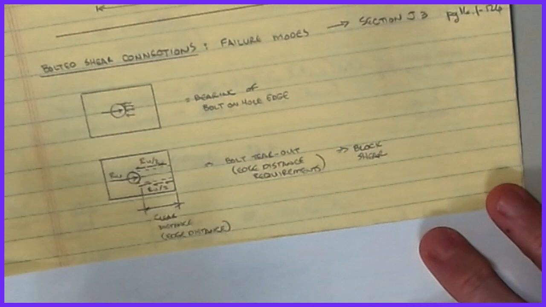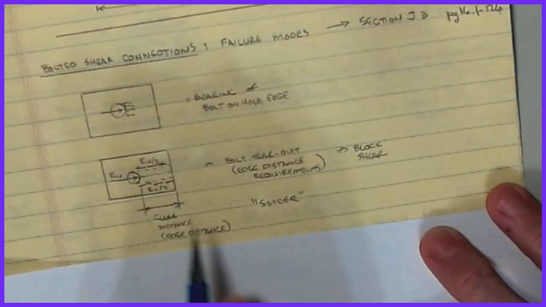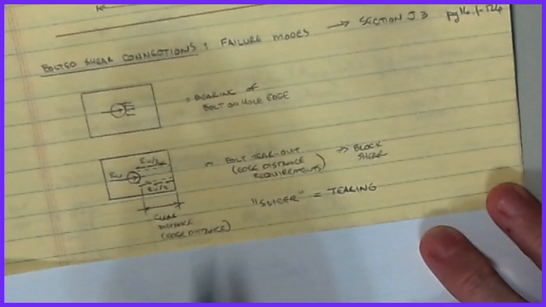I affectionately call this one the slicer phenomenon. I don't think that's the technical term. It's actually a tearing phenomenon, I think is what AISC refers to it as. I call it slicer because I picture the old cheese slicers, you know, the old Velveeta block with the wire, and it's kind of that same thing.